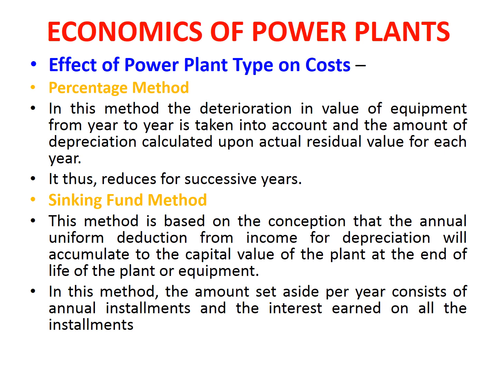Then the sinking fund method. This method is based on the conception that annual uniform deduction from income for depreciation will accumulate to the capital value of the plant at the end of the life of the plant or equipment. In this method, the amount set aside per year consists of annual installments and the interest earned on all the installments. So in this sinking fund method, one area which is developed is that the depreciation cost which is kept aside can be used as an investment for the installation of a new machine.